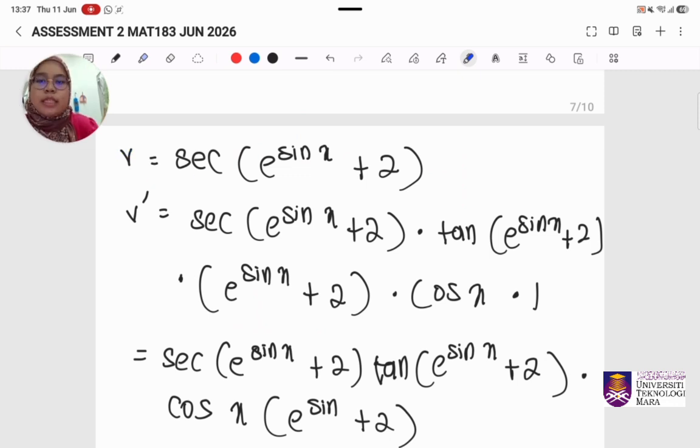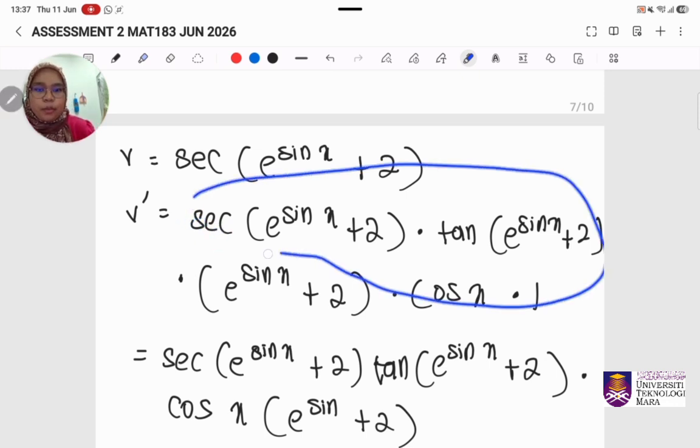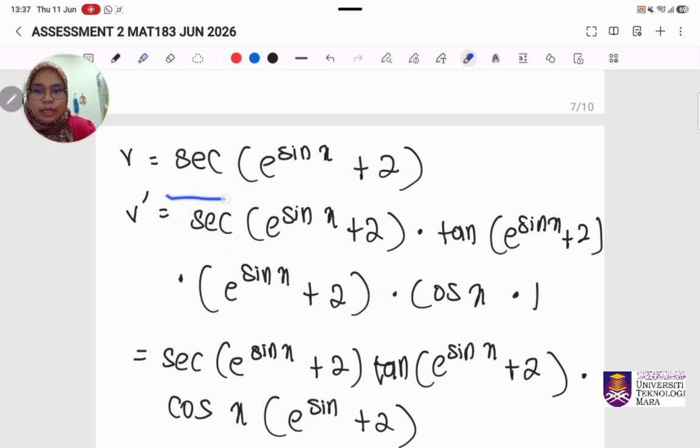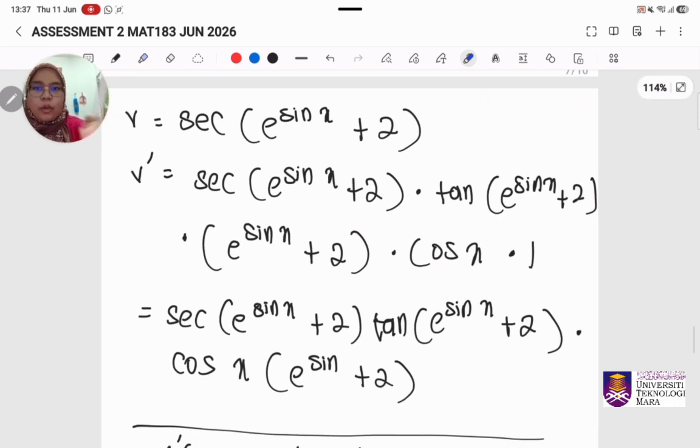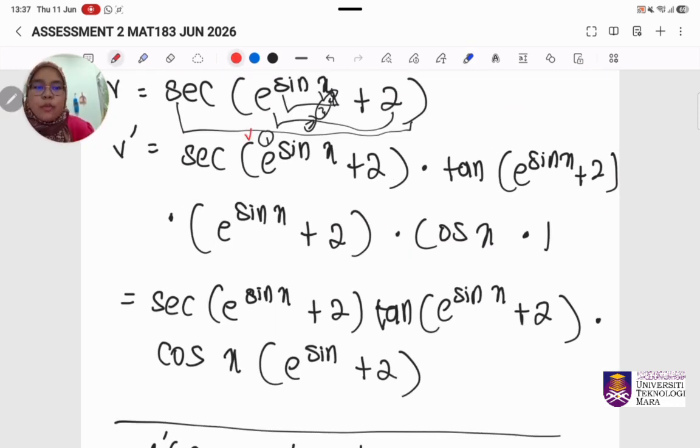I do V prime with this, which is sec. The derivative of sec is secant and tangent: secant x, tangent x. This is how it looks when I differentiate the secant. And then you have to do the Tupperware method for this one too. You have 4, so one is already done. So we do the second one.